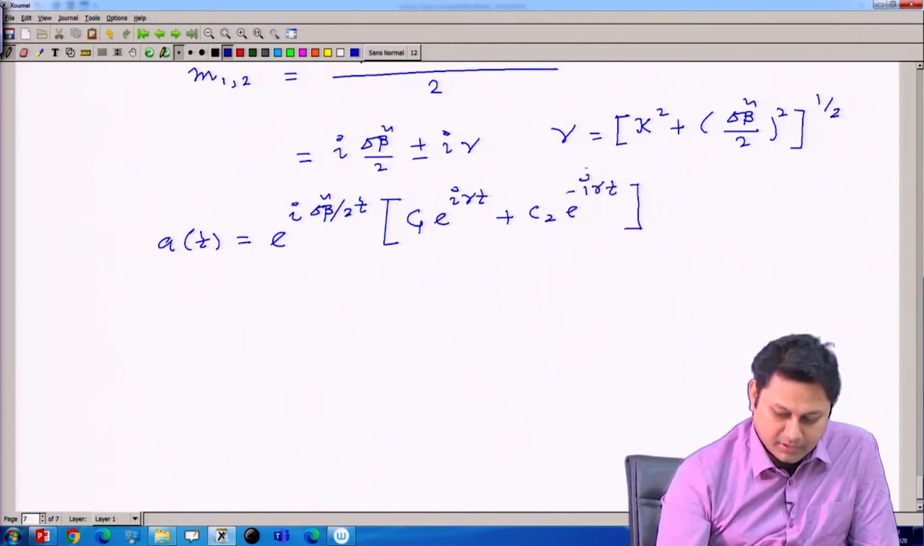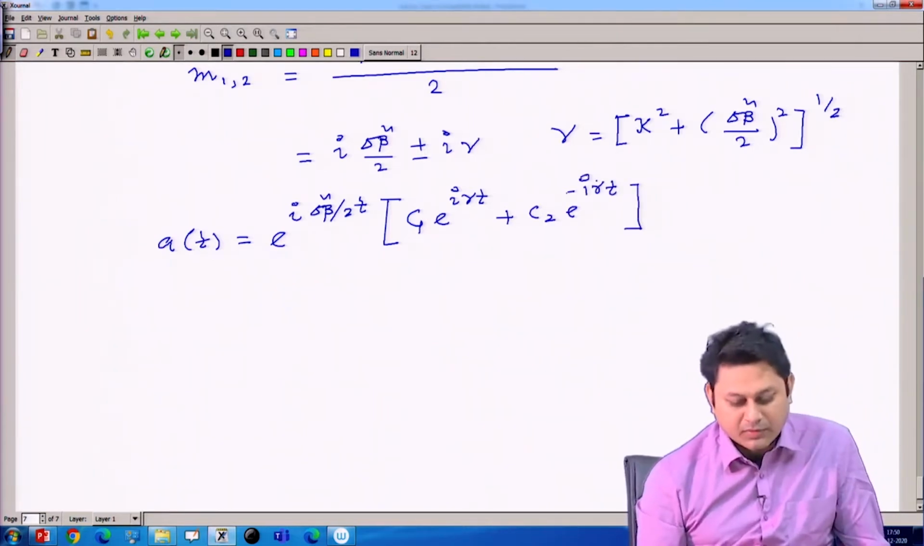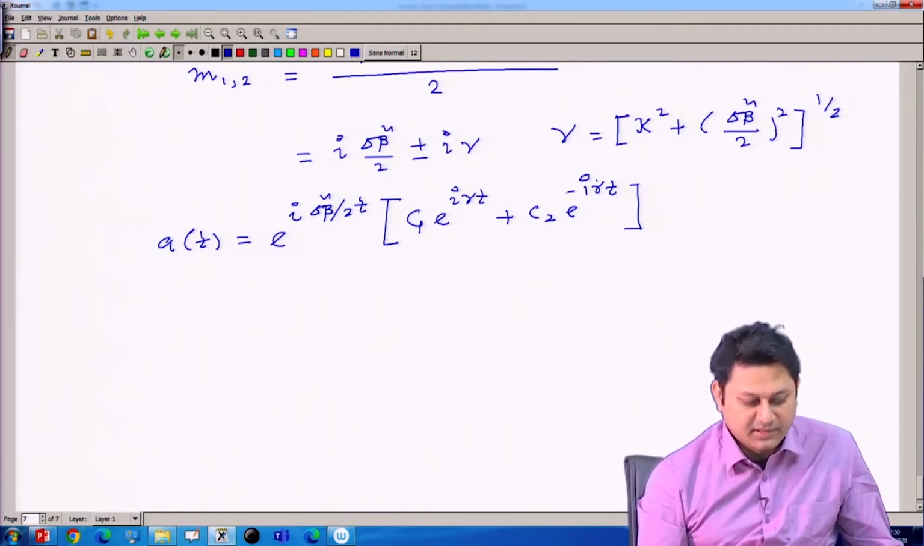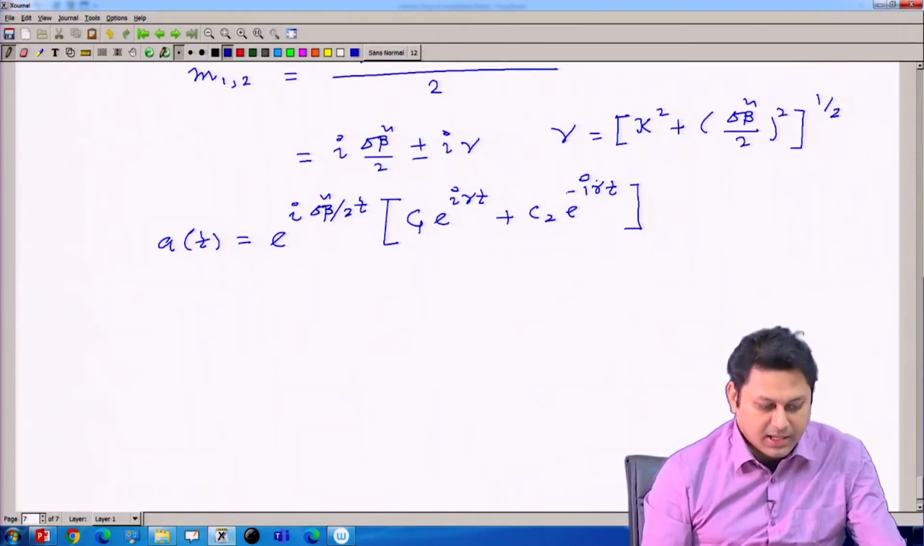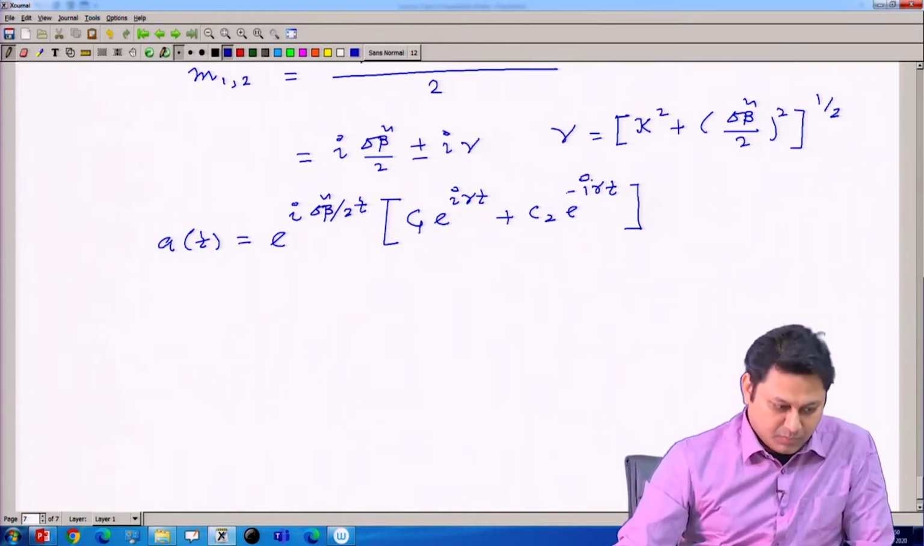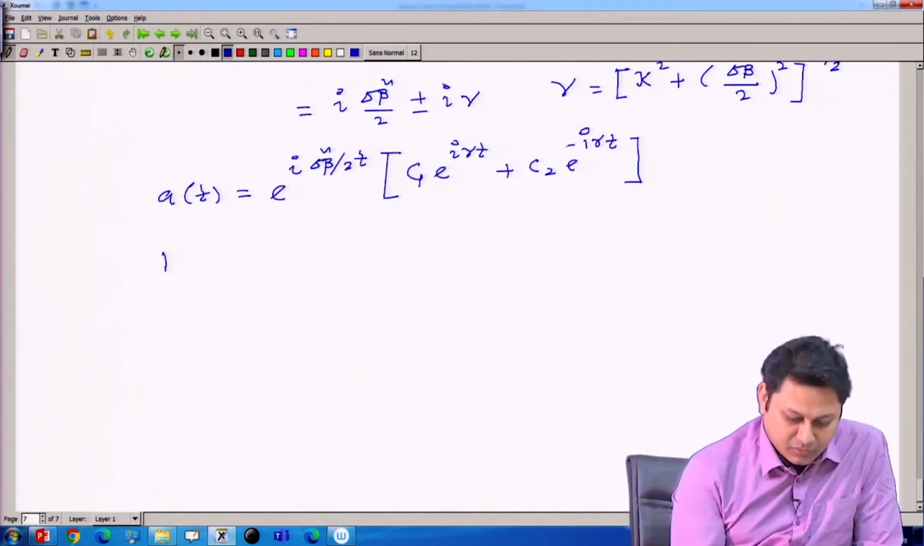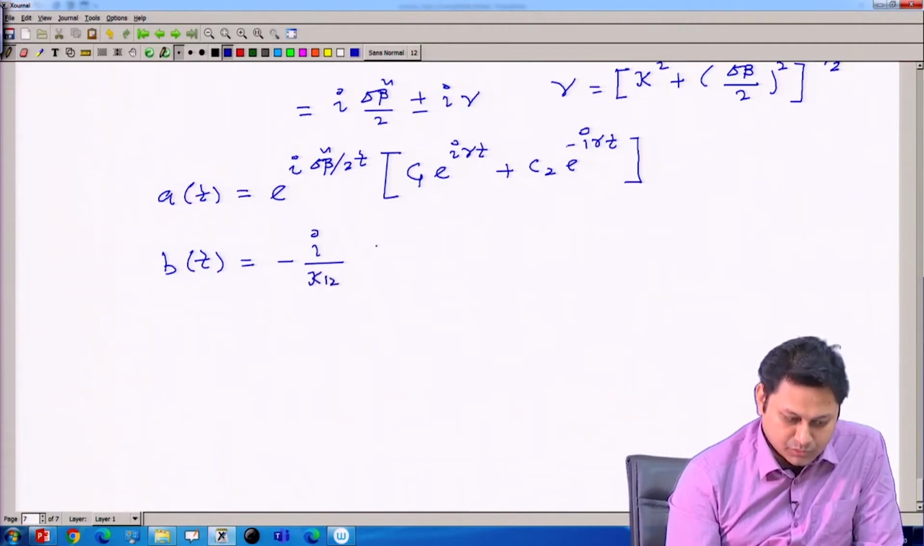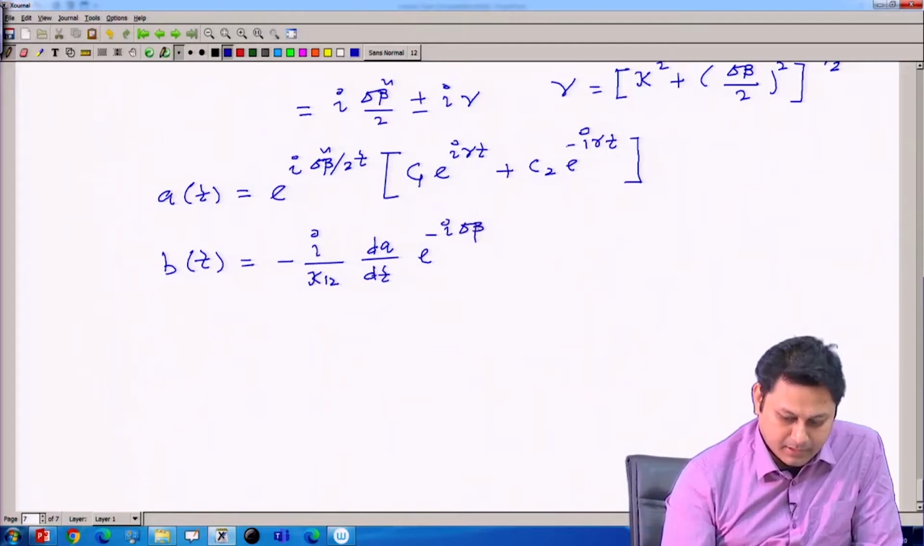So I have the solution for A(z) in this form. Mind it, C1 and C2 are constants, and we need to evaluate them by putting in the boundary conditions. B I can also figure out. B(z) we know in terms of A, which is minus i kappa 1 2 dA dz e to the power of minus i delta beta tilde z.